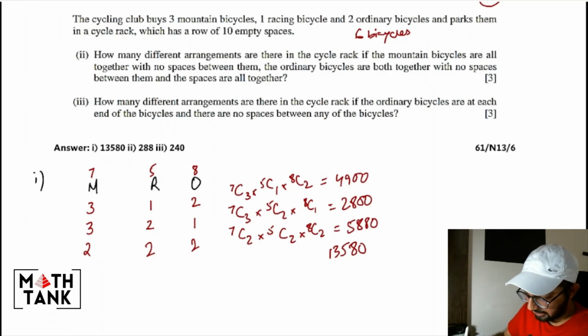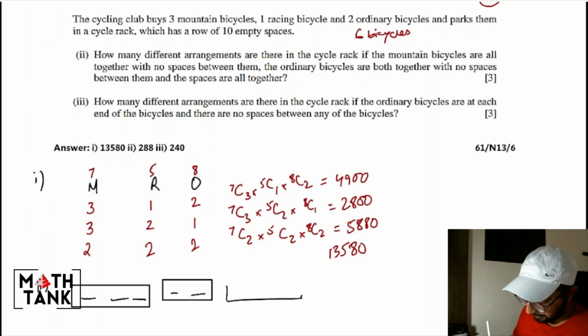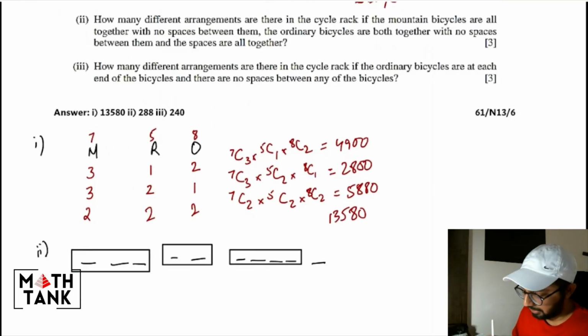So what I'm going to say is that the 3 mountain are in a box, then the 2 ordinary are also in a box, the spaces are also in a box, so I have 4 empty spaces in a box, and the racing cycle is then outside. So I have a total of 10 spaces, but 3 of those have converted into a box. I'm going to say 3 factorial, I go into the box, another 3 factorial, I go into the second box, that's another 2 factorial, and then 4 factorial.